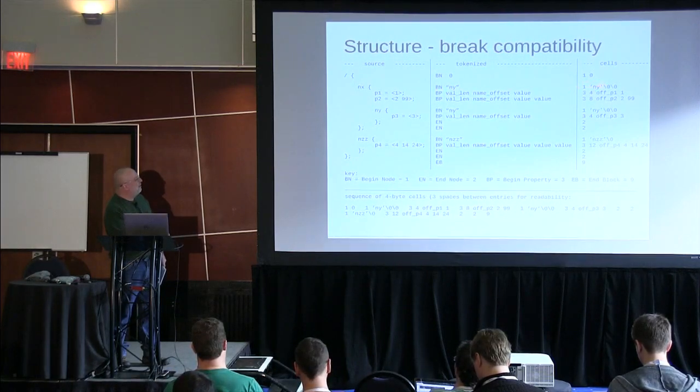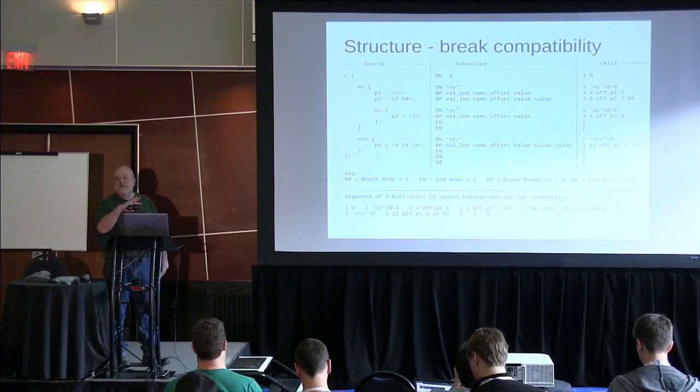And when we look at the actual dump, we'd see 1, which is begin node, we'd see an N, a Y, and a string terminating 0 and a padding 0, because we have that 4-byte alignment.